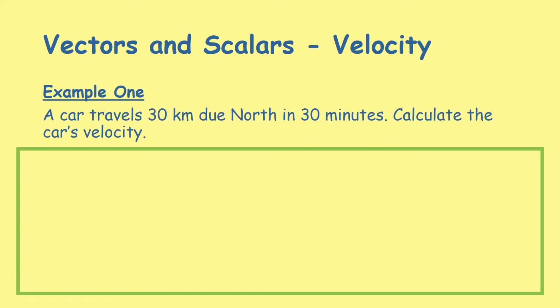Example 1. A car travels 30 kilometers due north in 30 minutes. Calculate the car's velocity. Just like we've been doing in previous questions, we want to write down the values that we know and the values we want to calculate. In this question, it's asking us to calculate the car's velocity, so v equals a question mark. We've got a displacement just here of 30 kilometers due north. So s equals 30 kilometers north. We also have a time, and that's 30 minutes.